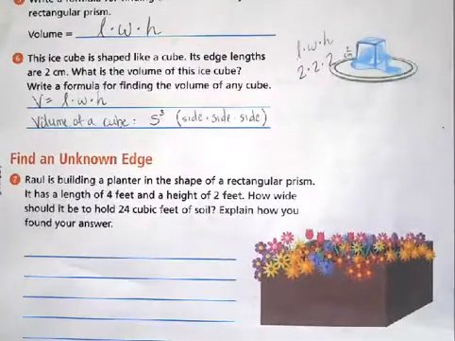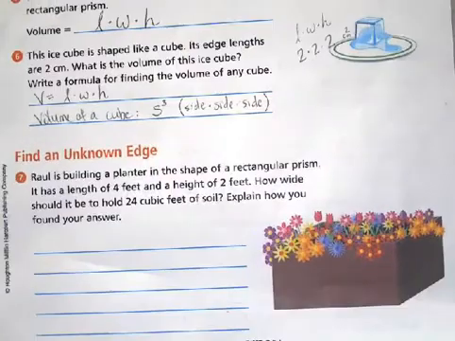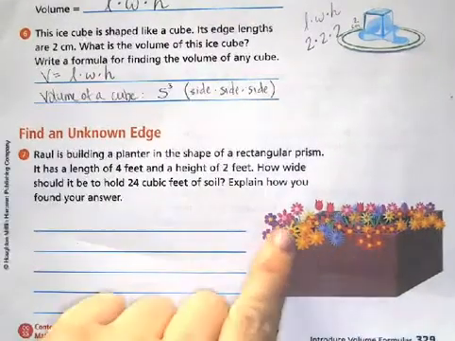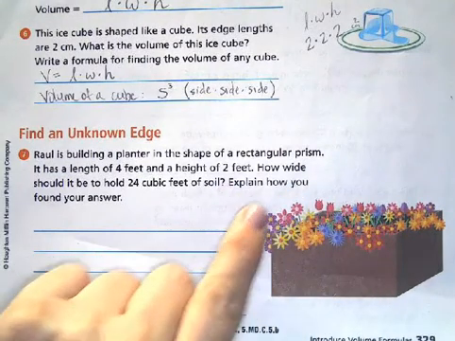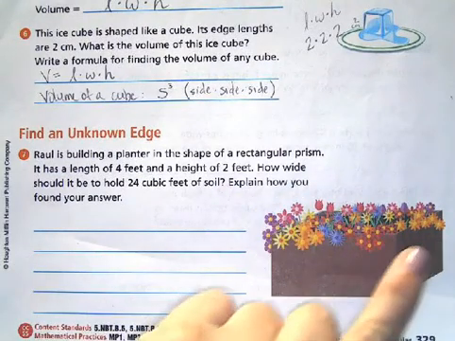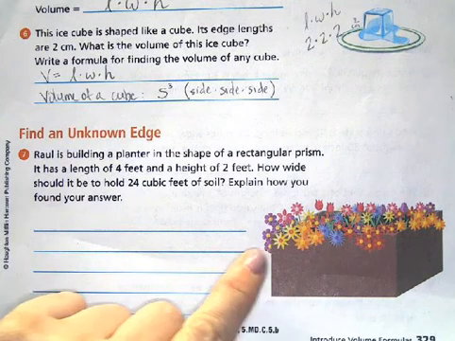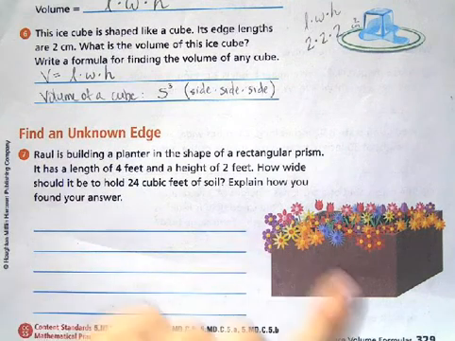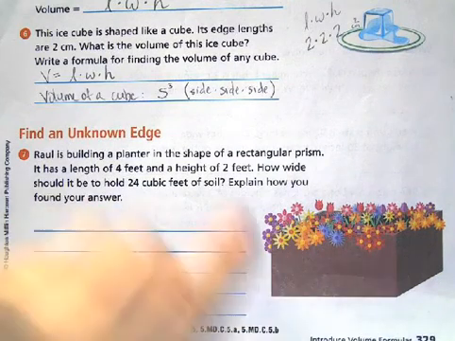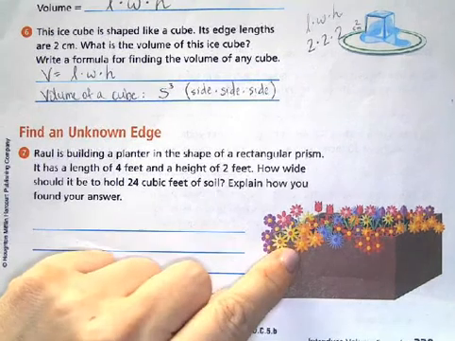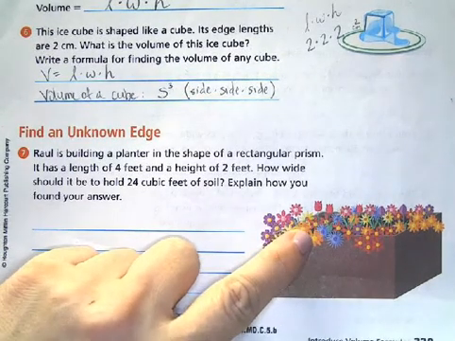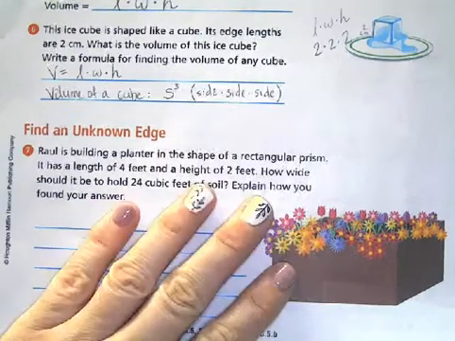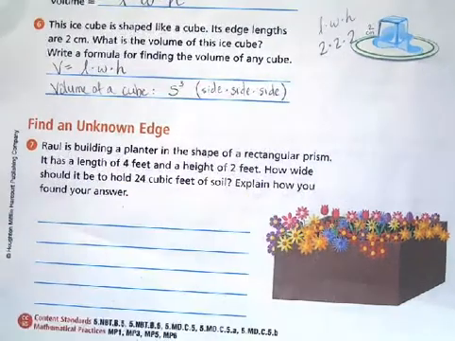Okay, number 7. Find an unknown edge. Raoul is building a planter in the shape of a rectangular prism. Oh, it's beautiful. Which of those flowers do you think is Miss Fisher's favorite? I'll give you a hint. Oh, I don't know if my favorite flower is for sure in there, but it's a Gerber daisy. This orange and yellow one might be a Gerber daisy. Same with this pink one right here. Fun fact about Miss Fisher. Favorite flower is a Gerber daisy.